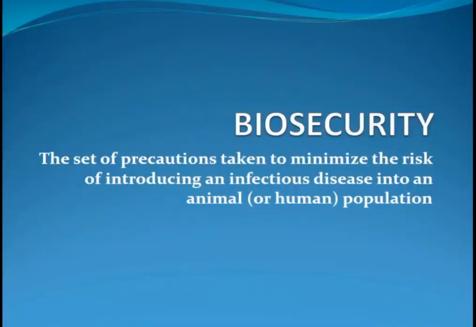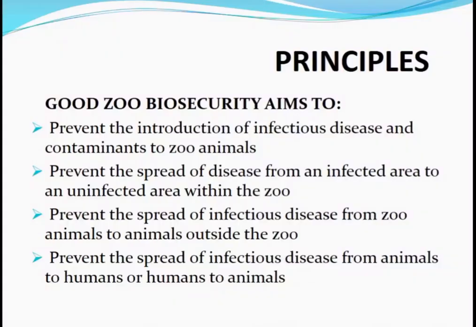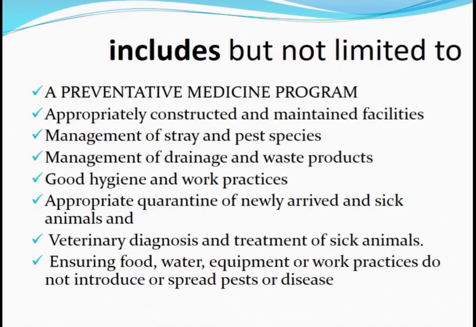Biosecurity is the set of precautions taken to minimize the risk of introducing an infectious disease into an animal or a human population. Zoo biosecurity aims to prevent the introduction of infectious disease and contaminants into a zoo animal, prevent the spread of disease from an infected area to an uninfected area, where area can be inside the zoo or outside the zoo. Then prevent the spread of infectious disease from zoo animals to animals outside the zoo, and prevent the spread of infectious disease from animals to humans, as well as humans to animals.